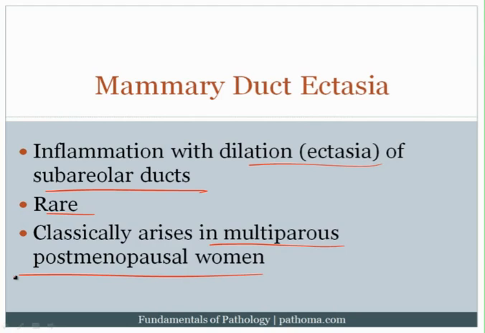Generally speaking, when we think about masses in postmenopausal women, we're very worried about cancer. And that's because breast cancer is predominantly a disease of postmenopausal women. So again, this is the general principle that, yes, breast cancer normally occurs in postmenopausal women, but again, you should remember that not every mass in a postmenopausal woman is a breast cancer. And so this is another example where examiners like to try to make you think that they're dealing with breast cancer, but you're not dealing with breast cancer, you're dealing with mammary duct ectasia.